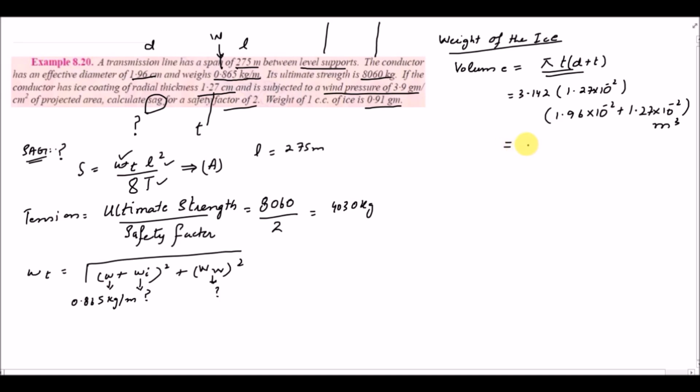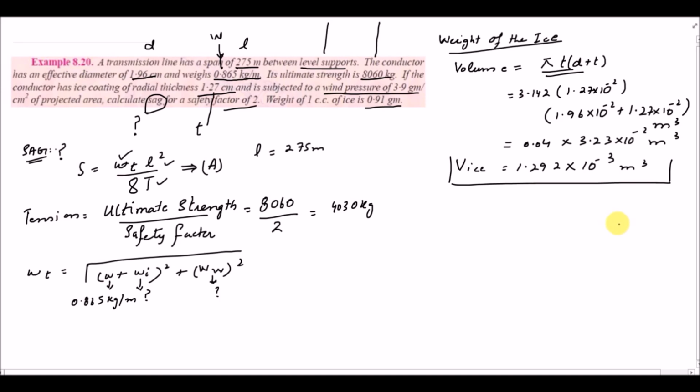And after solving, it will become 0.04 into 3.23 into 10 raised to minus 2 meter cube, and volume of ice is equal to 1.292 into 10 raised to minus 3 meter cube. Now I will convert this volume into centimeter cube, and to convert it into centimeter cube I have to multiply it with 10 raised to 6. So it is 1.292 into 10 raised to minus 3 into 10 raised to 6 centimeter cube, and the volume will be 1292 centimeter cube.